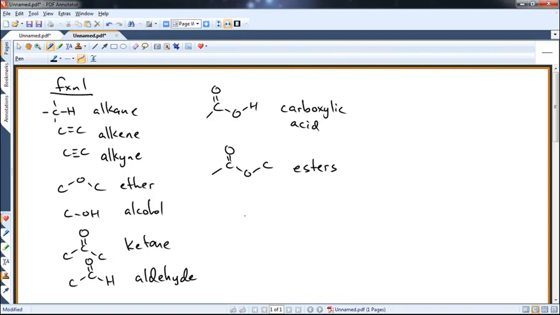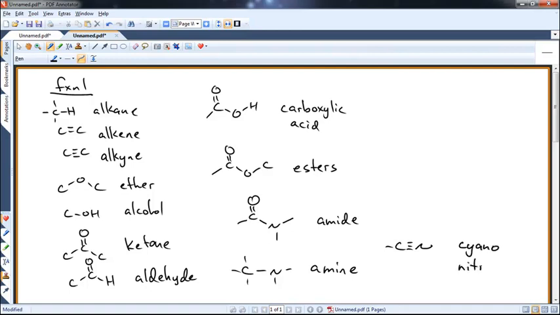If we start introducing nitrogen, we can have a carbon-oxygen double bond with a nitrogen. That's an amide, and there are different types of amides. Or if you just have carbon singly bonded to a nitrogen, you can have an amine. And if you do the carbon-nitrogen triple bond, you can get the cyano group, also called a nitrile.